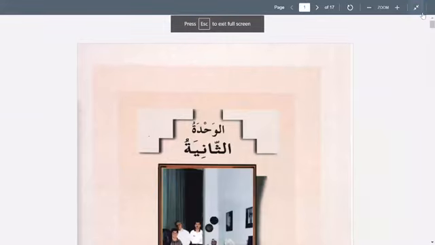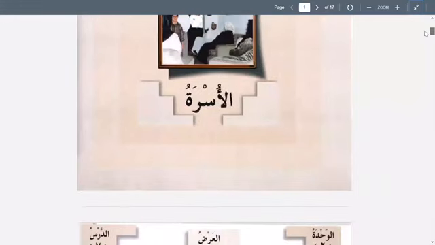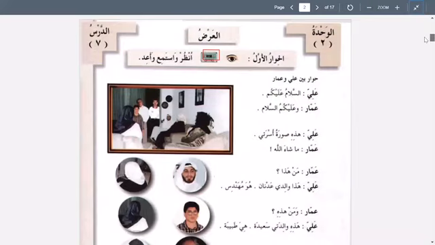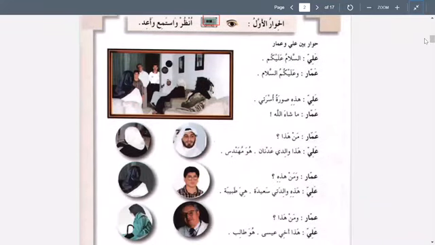Okay, so this chapter is about the family, El Usra. I'm going to start with dialogues. There are two dialogues for this one that we're going through. Okay, and I'll read it to you first, and we'll talk about it.